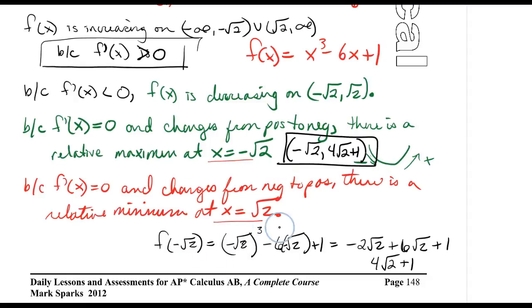To do the same for positive radical 2, positive radical 2 cubed minus 6 times radical 2 plus 1. This would be 2 radical 2 minus 6 radical 2, which is negative 4 radical 2 plus 1.